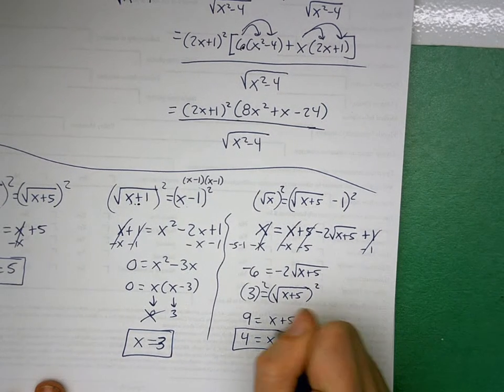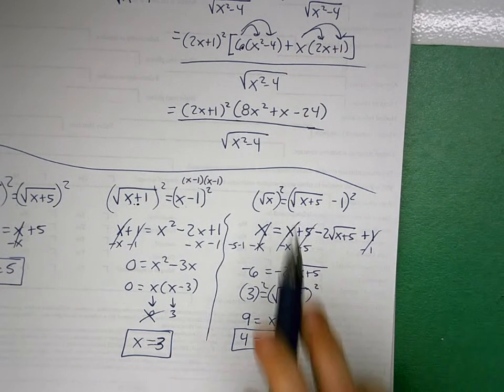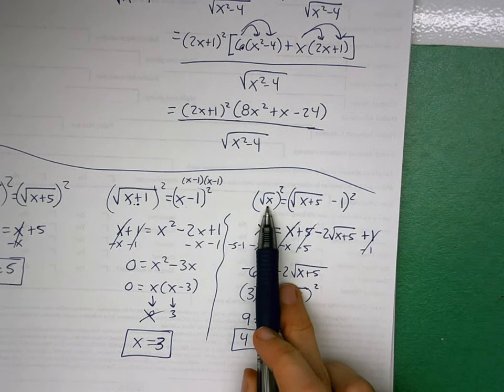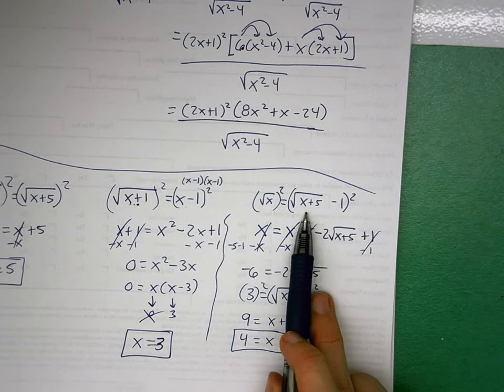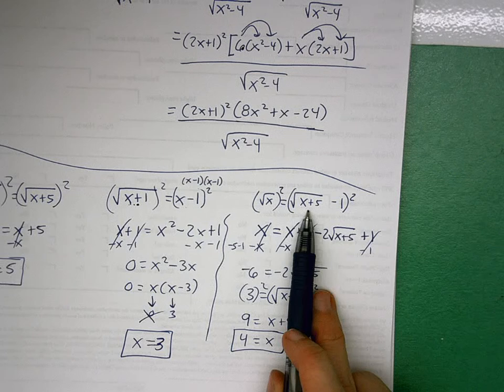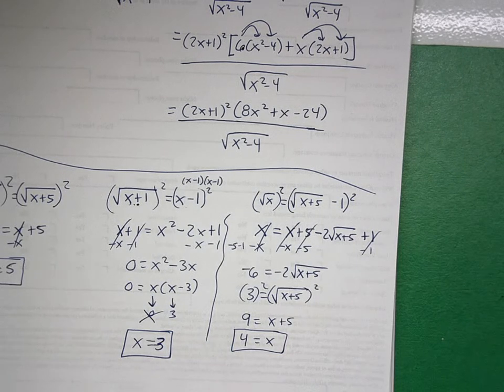And it's always good to double check, like we said several times. Plugging that 4 back in, you get root 4, which is 2. And then plugging the 4 in over here, we get root 4 plus 5, which is root 9, 3 minus 1, which is 2. And so I know that I did it correctly.